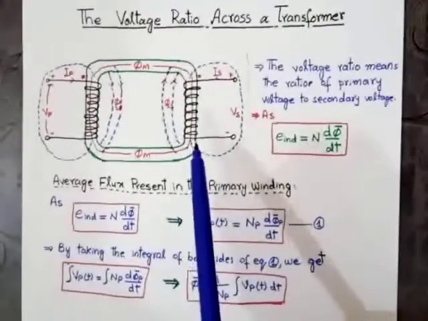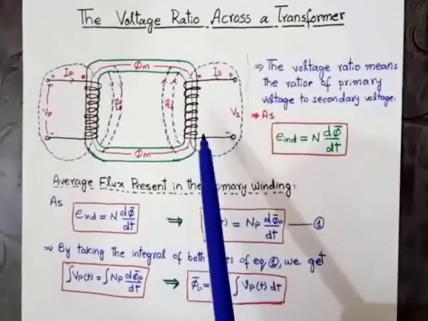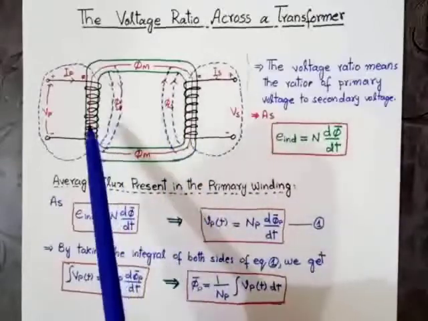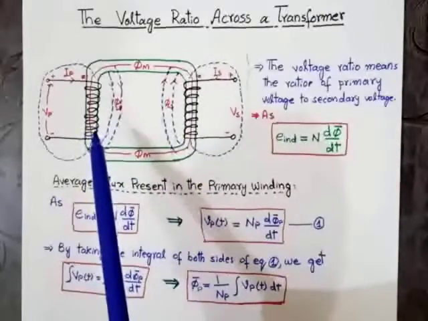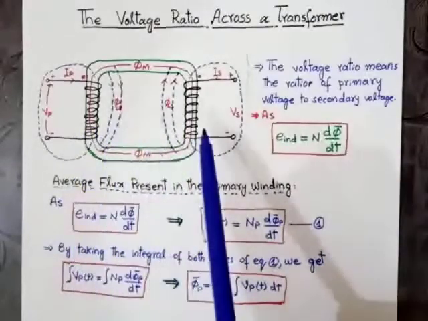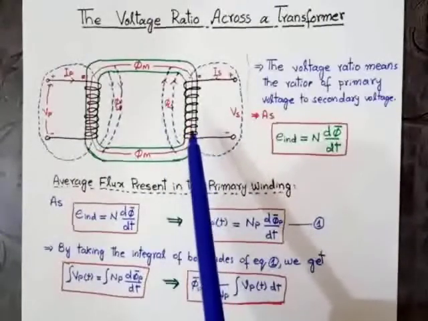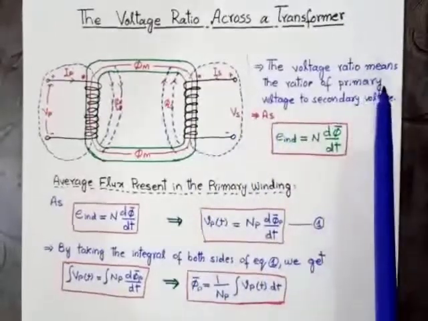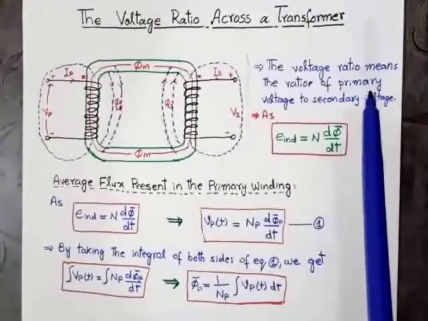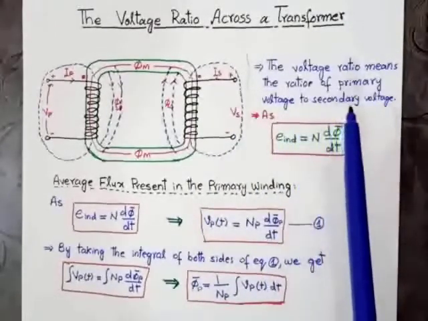The ratio of the primary number of turns of wire to the secondary turns of wire, as mentioned previously, is known as the turn ratio. And the voltage ratio means the ratio of primary voltage to the secondary voltage.